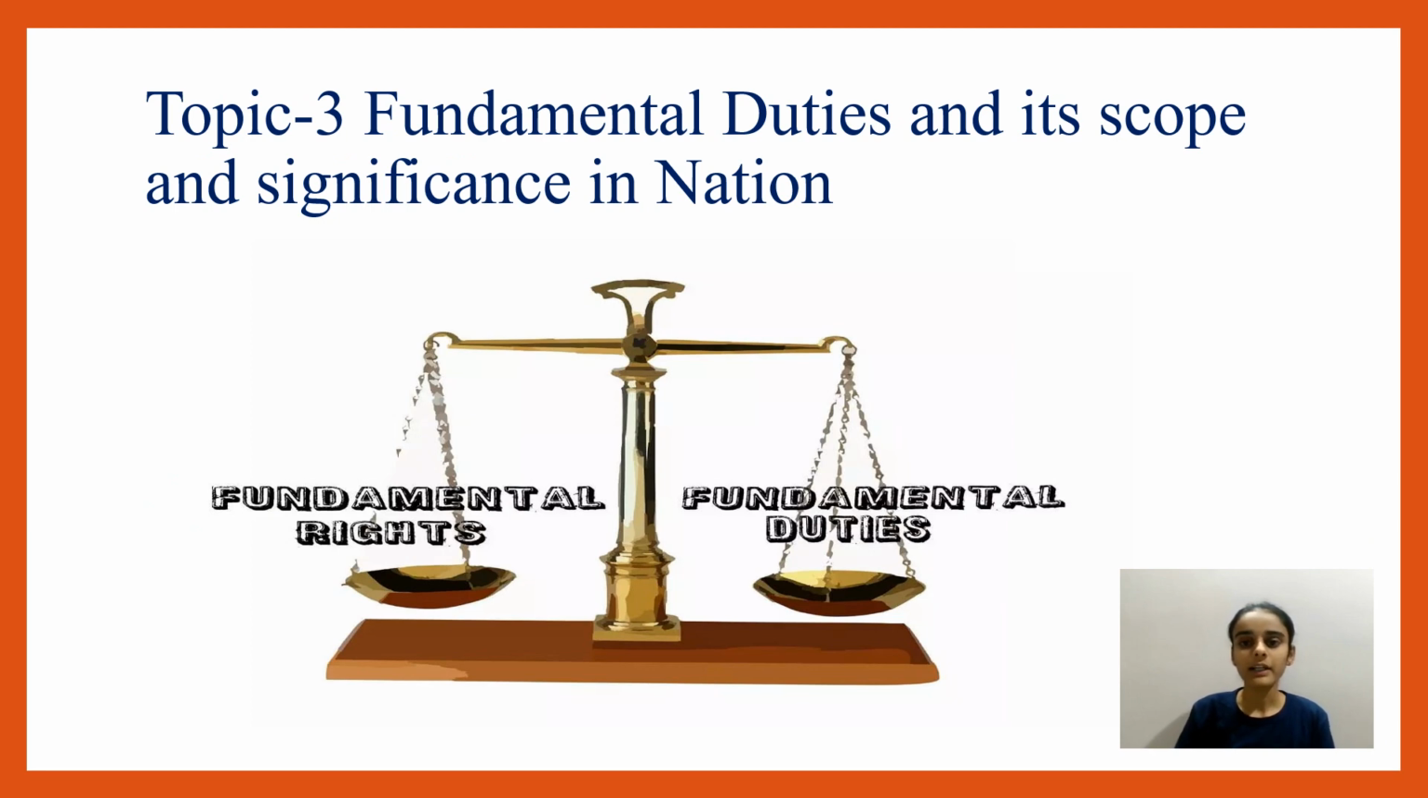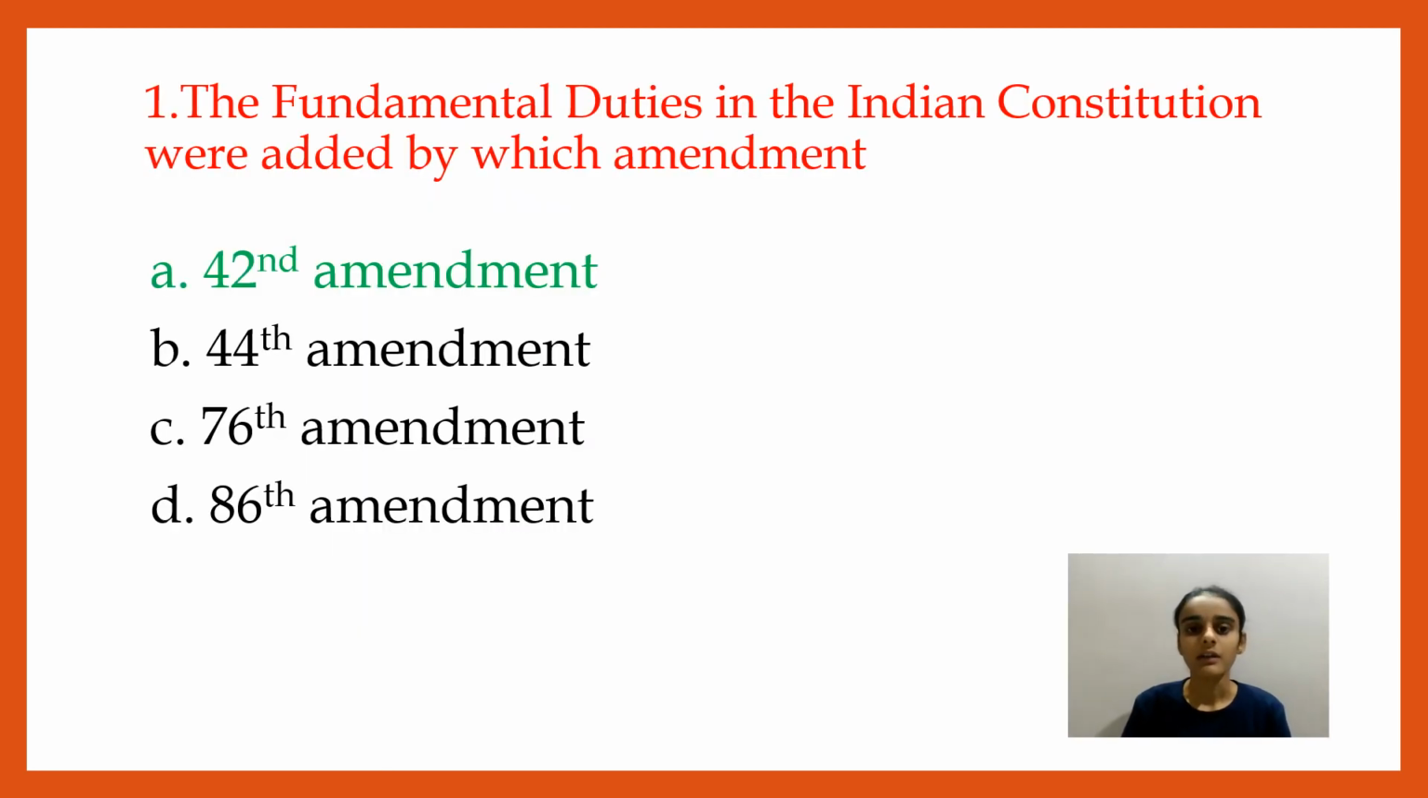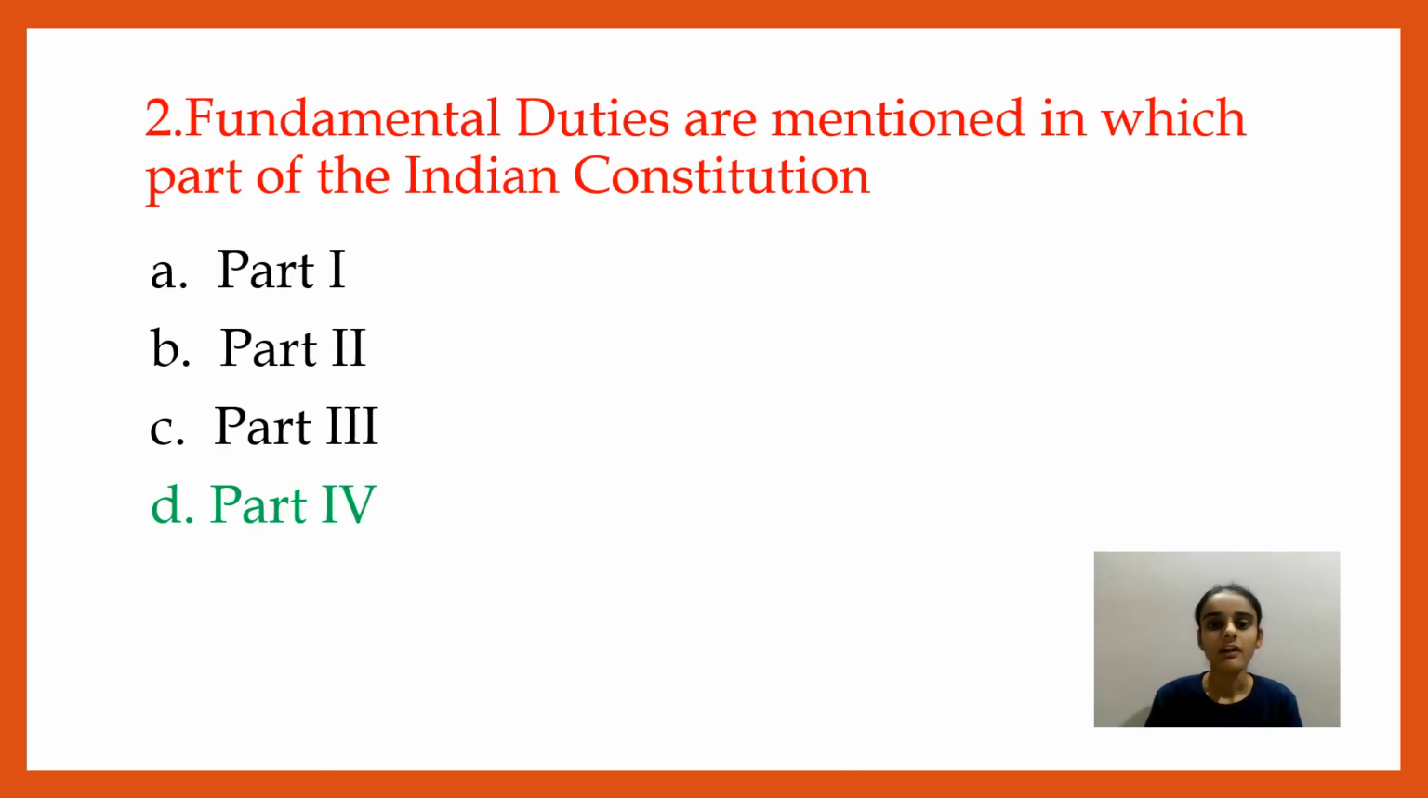Third topic, fundamental duties and its scope and its significance in nation. First question, the fundamental duties in Indian Constitution were added by which amendment? Option A 42nd Amendment, option B 44th Amendment, option C 76th Amendment, option D 86th Amendment. And the correct option is 42nd Amendment. Second question, fundamental duties are mentioned in which part of Indian Constitution? Option A part 1, option B part 2, option C part 3, option D part 4. And the correct option is part 4.